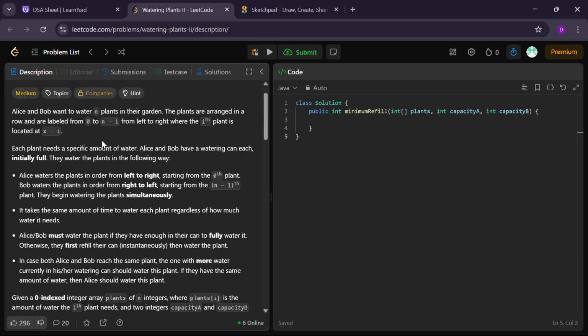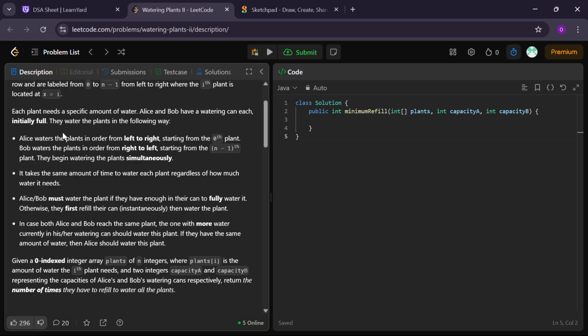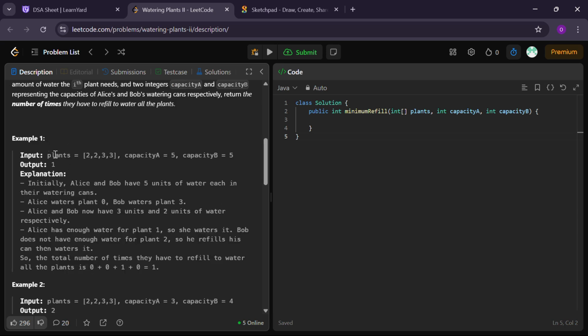The question says we have Alice and Bob who want to water n plants in the garden. The plants are arranged in a row and are labeled from 0 to n minus 1 from left to right, where the ith plant is located at x equals i. We can see here there are plants and each plant needs an amount of water. The very first plant needs 2, the second plant needs 2, the third plant needs 3, and the fourth plant needs again 3.